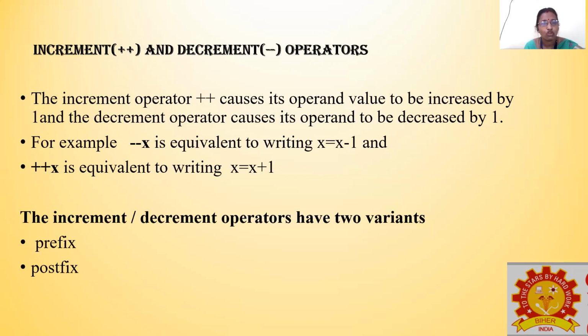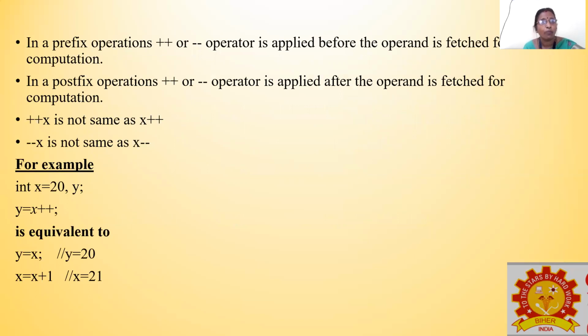The increment and decrement operators have two variants. One is called prefix and the other one is called postfix. In a prefix operation, plus plus or minus minus operator is applied before the operand is fetched for computation. In a postfix operation, plus plus or minus minus operator is applied after the operand is fetched for computation. So hence, we can conclude that plus plus x is not the same as x plus plus. Minus minus x is not the same as x minus minus.